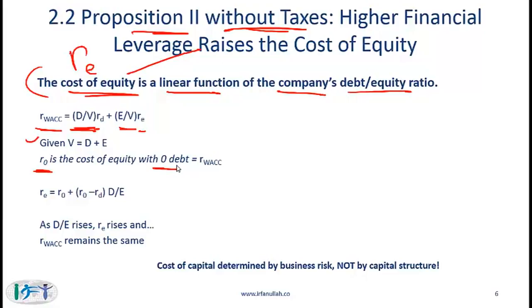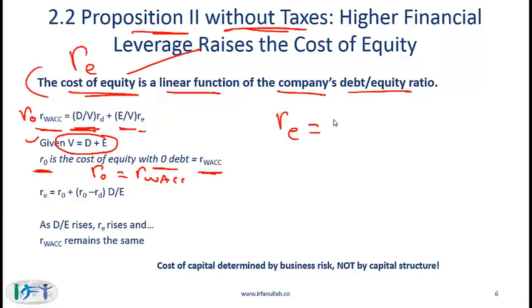Right? So obviously when you start and if you say that there is no debt, then there is a certain cost of equity. We will say that that cost of equity is R0. Is that then the overall cost of capital? So R0 is equal to the weighted average cost of capital. So then if you use this relationship and instead of R WACC you put in R0, so R0 is equal to this, and you do a little bit of algebra, you will then end up with this relationship.